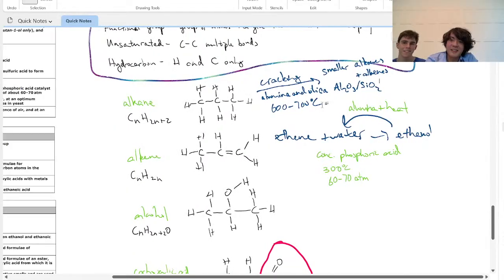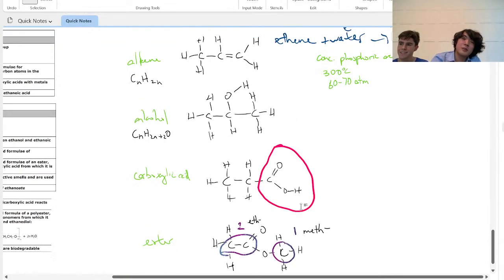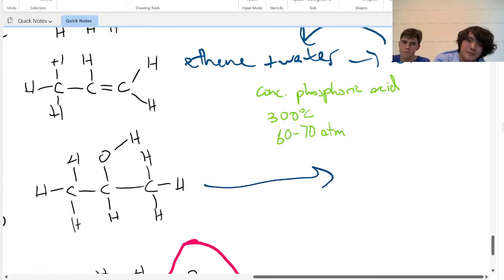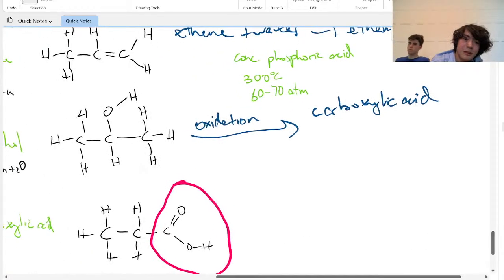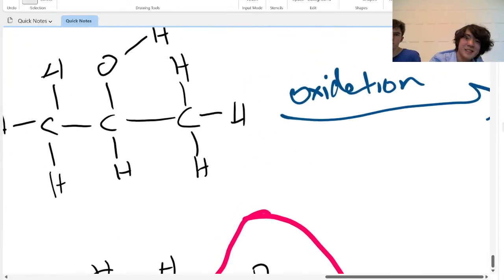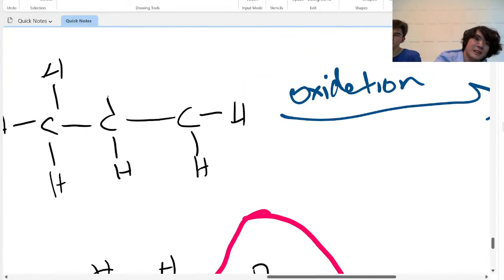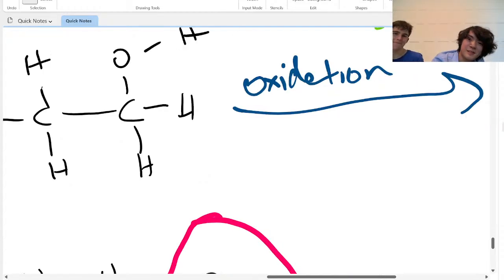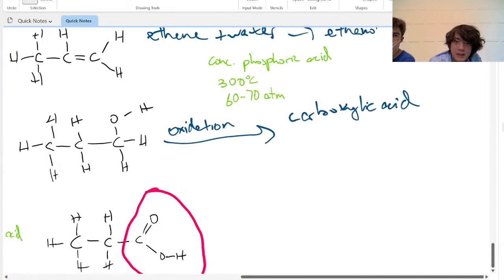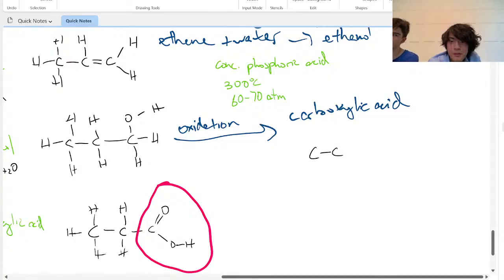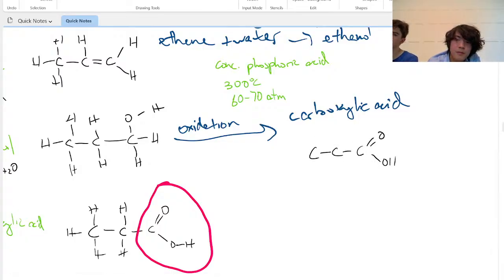Right, cracking, hydration. For alcohols, you need to know oxidation of alcohol. That's going to make carboxylic acid. Let's change this example. If we have propanol, because that's 3 carbons, it's going to make propanoic acid, and it will look like this.